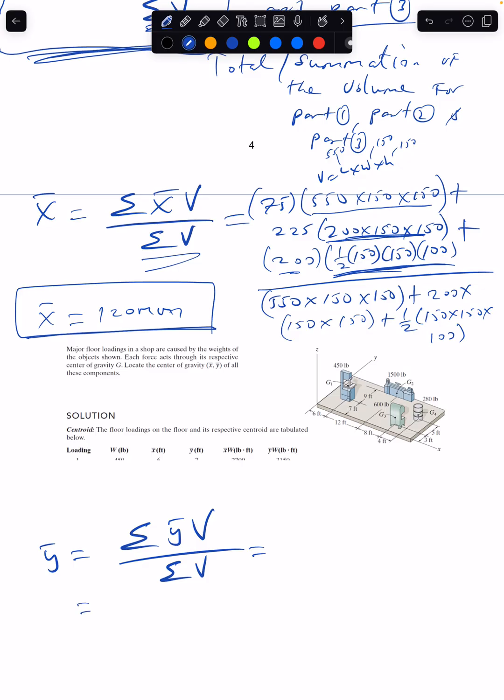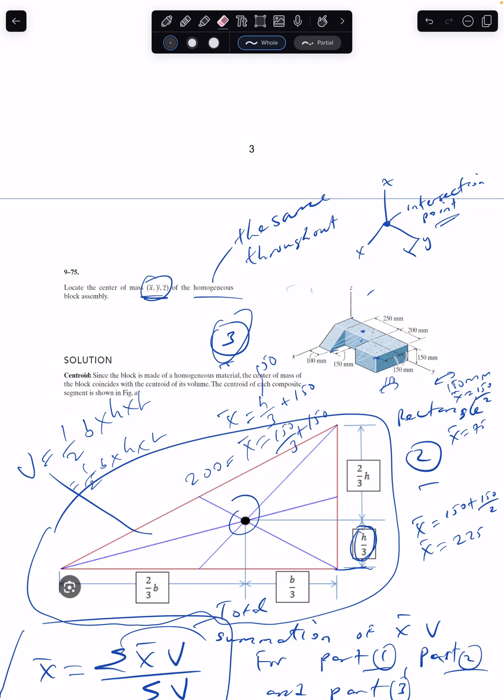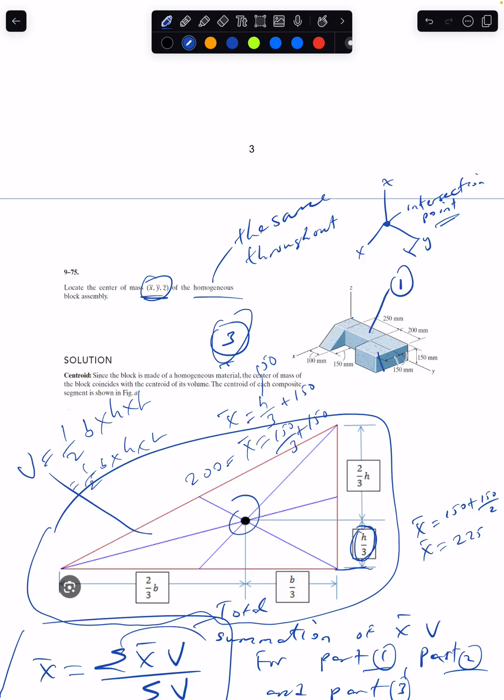We start with part 1. Let me write the parts again so you don't get confused. I'm trying to clean this so you can clearly see the dimensions again. So we have this is part 1, this is part 2, and this is part 3.